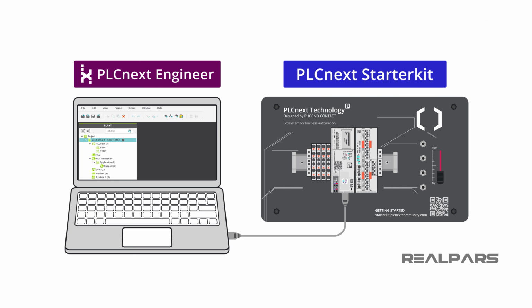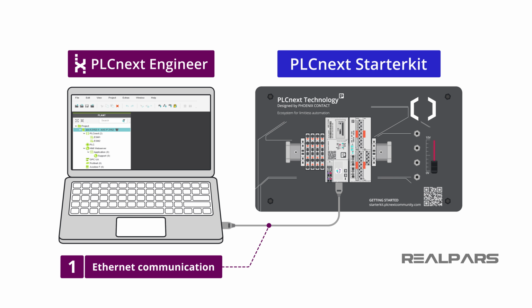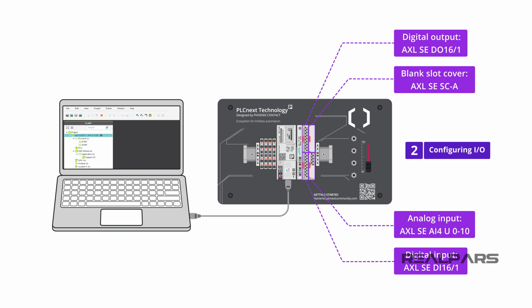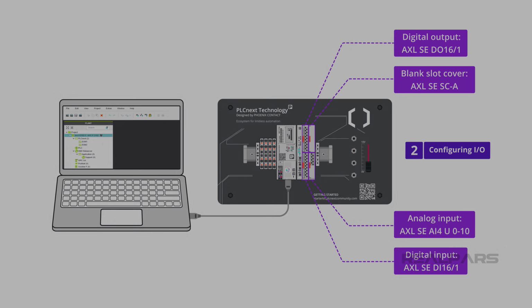In this video, we are going to accomplish two things. First, we're going to take you through the steps to ensure that Ethernet communication can be established between the PLCnext Starterkit and a computer. Following that, we will show you how to configure the PLCnext Starterkit I/O modules.